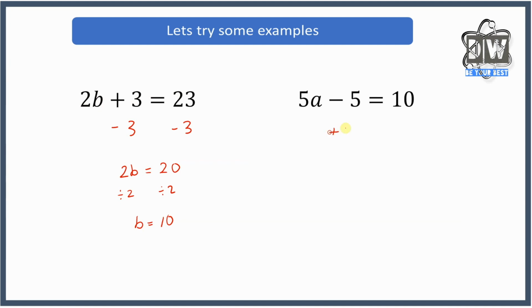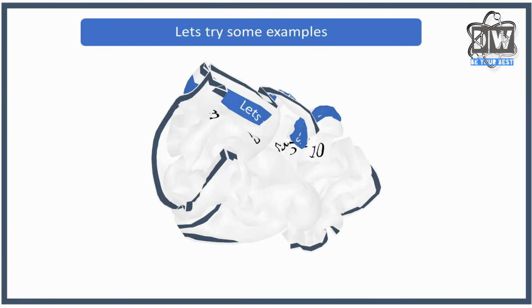Next one, we're going to add 5 to both sides. Going to end up with 5a equals 15. Divide by 5, and a equals 3. So 5 times 3, 15, take away 5, it equals 10. We know we're correct. So really, really well done.